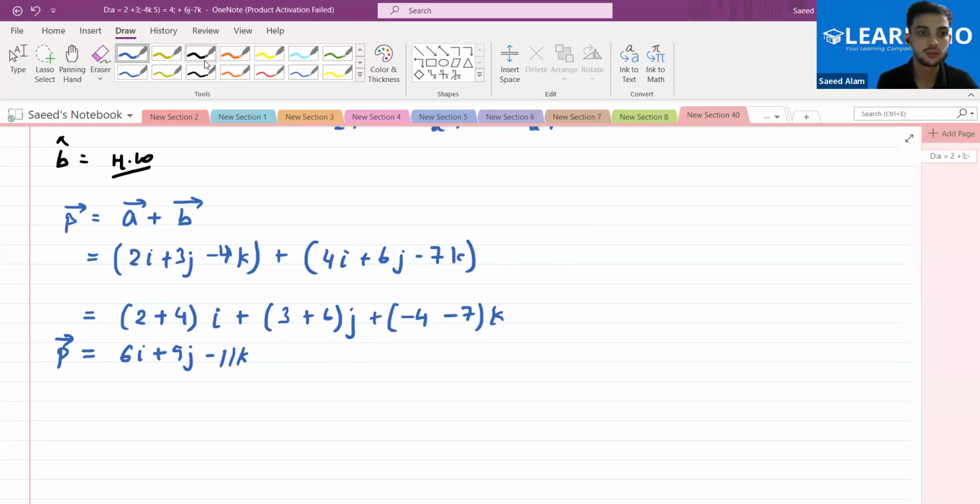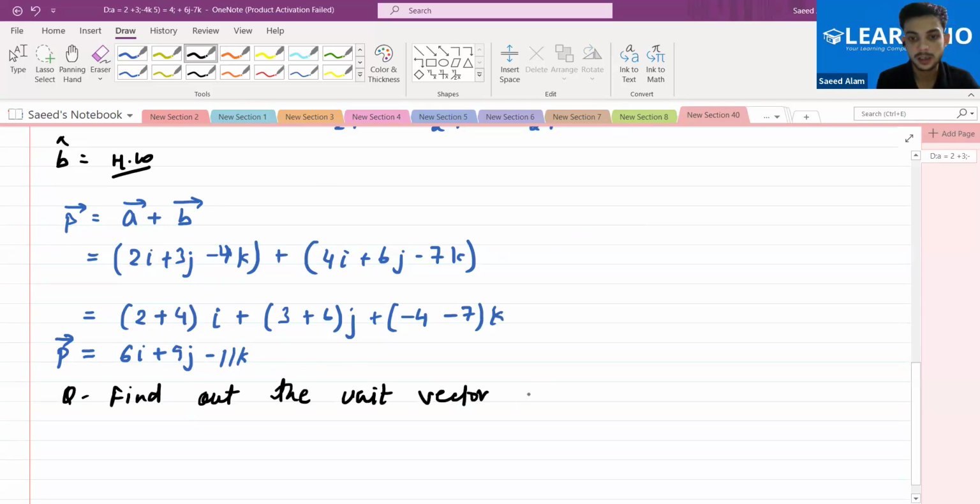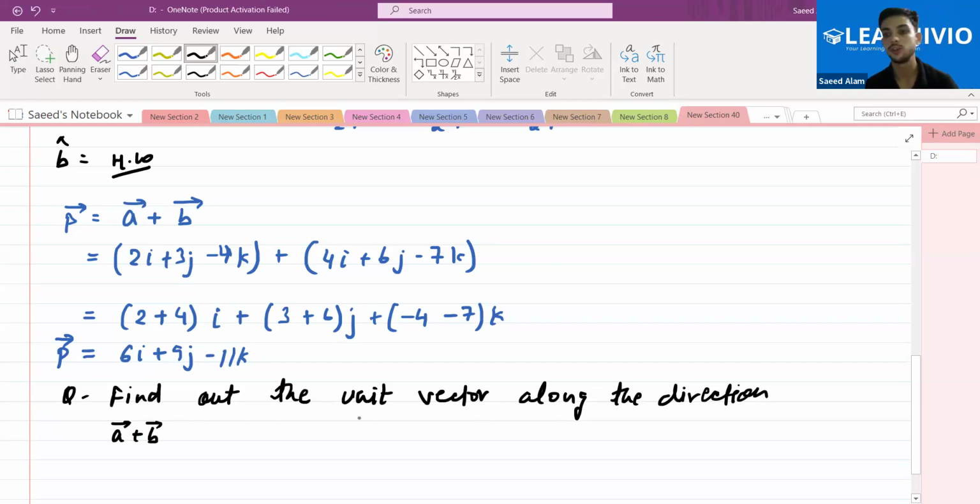Now, if I had given you the question to find out the unit vector along the direction a plus b, this time you have two vectors a and b. You have to sum them up. After summing them up, you will end up with this. Yes or no?